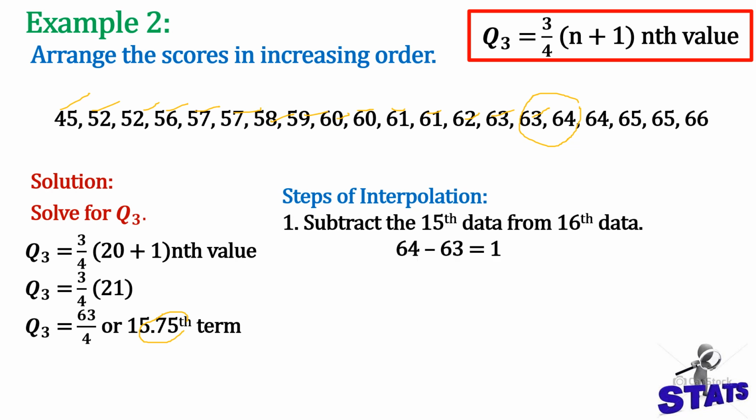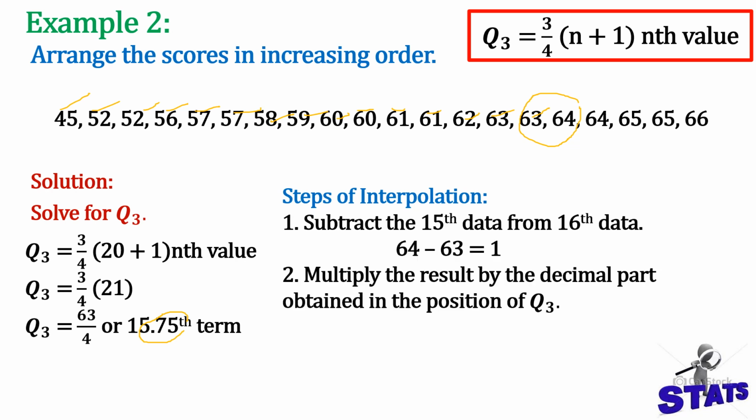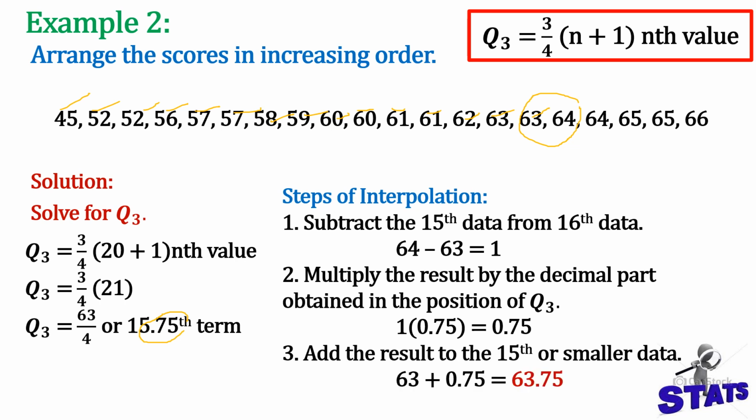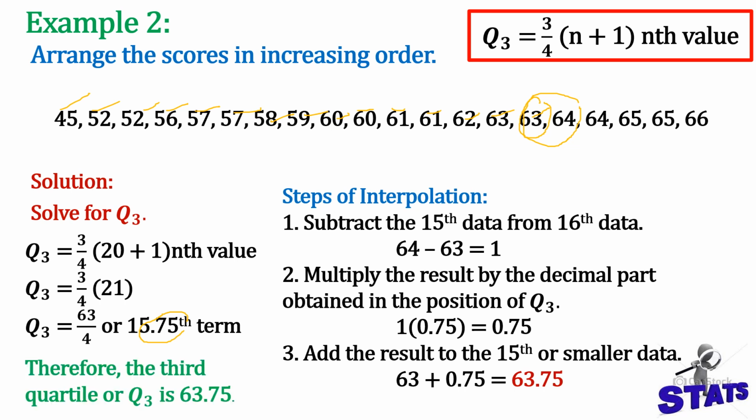Interpolate lang po natin, subtract. So, that is 1. Tapos, yung sagot na 1 ay multiply sa decimal na 0.75 kasi yun ang sobra sa ating position sa formula. So, ang sagot pa rin is 0.75 plus natin sa maliit na position kanina which is 63. So, the answer is 63.75. Okay? That is the Q3.